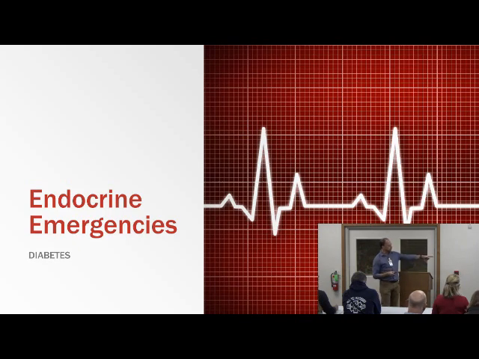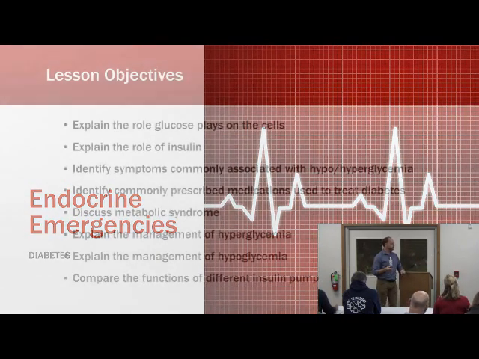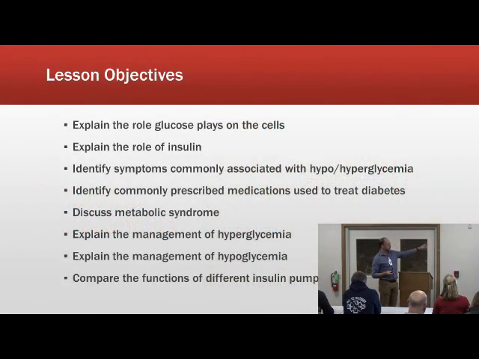So, endocrine emergencies, but really what it's all about is diabetes. That's what they wanted to talk about. This is the list of objectives from the handout that I got from Carrie Meyer and Dane County, and you can read through those. Basically, a little bit about glucose, insulin, hyper and hypoglycemia. They wanted us to talk about metabolic syndrome. I don't think that's something you really assess, but it's in their objectives. We'll touch on that. And then we'll go through some of the management and talk briefly about insulin pumps.